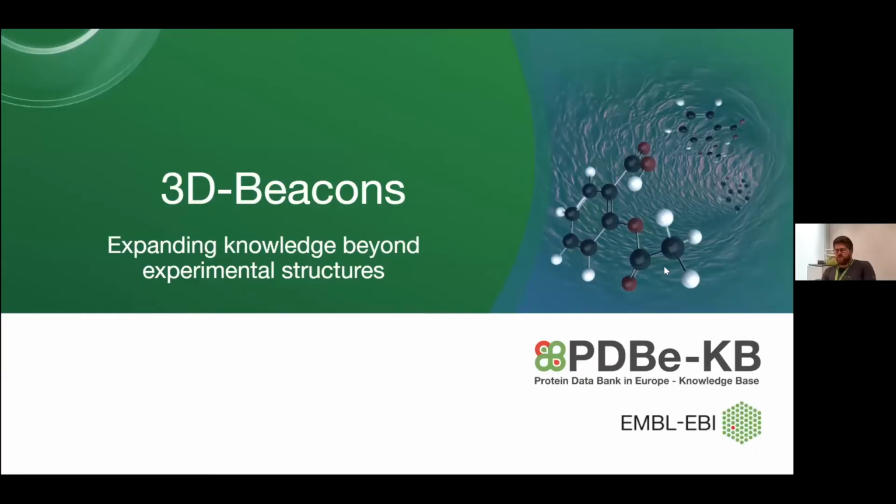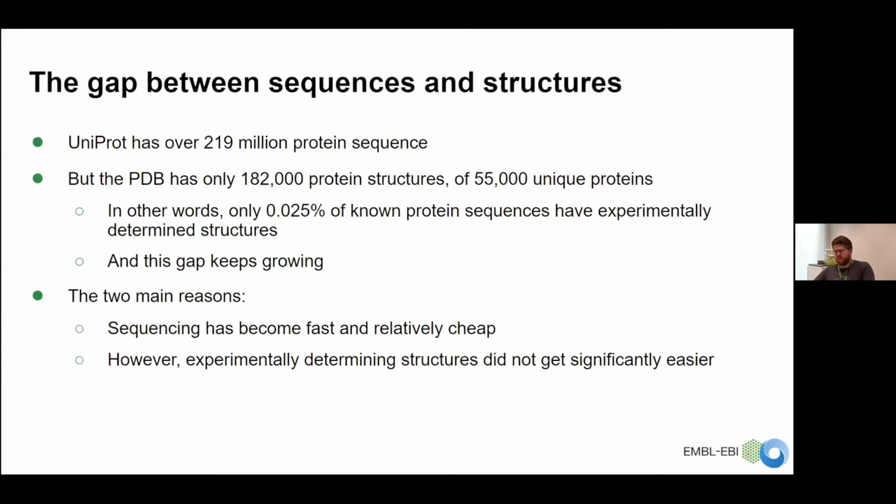So the final thing I want to talk about is something called 3D Beacons, which is a new resource that we're working on to expand the knowledge of what we know about protein structures beyond just experimental structures in the PDB. I won't spend too long on this, but just to highlight the reason for needing this. If we compare UniProt and the PDB, it's about a 1,000-fold difference in the number of proteins in UniProt compared to the number of protein structures that we have in the PDB. So such a tiny number of these proteins actually have experimentally determined structures.